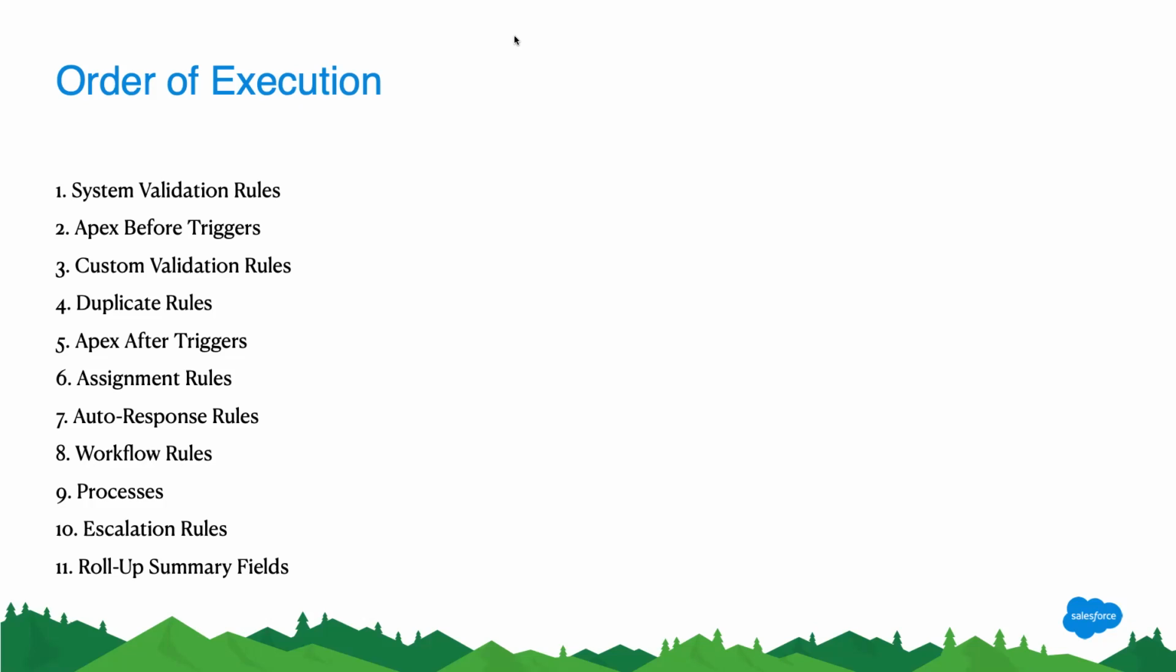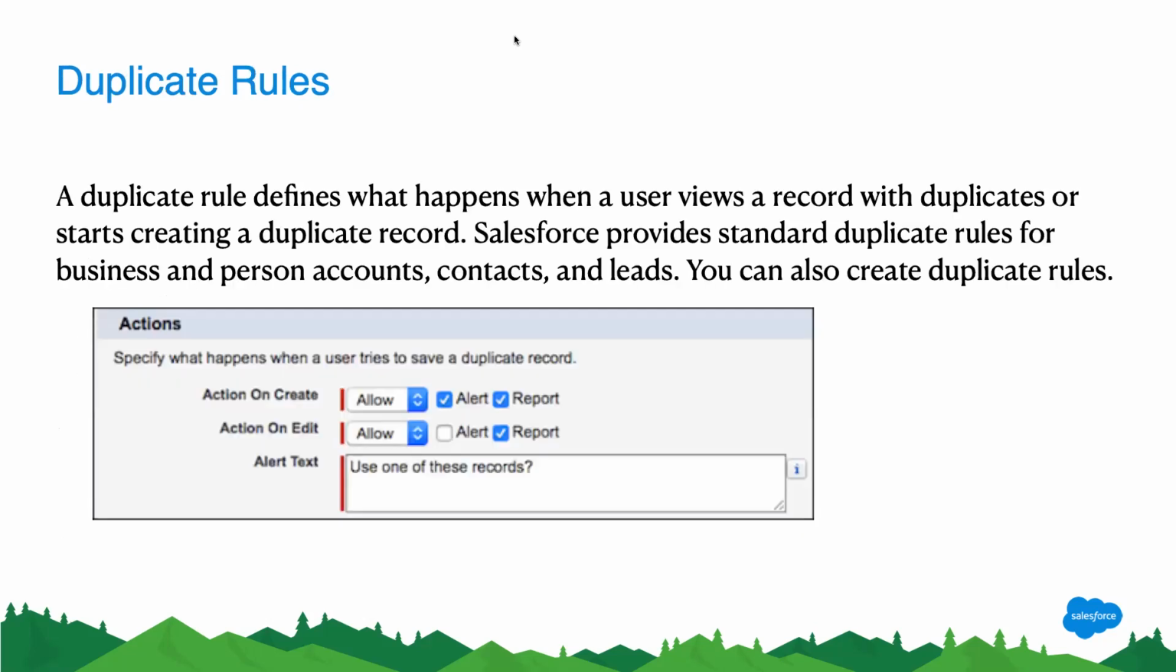The next one is duplicate rules. A duplicate rule is widely used to ensure data quality, especially when we are creating accounts and contacts. We don't want to create the contact or account for our business users or business partner twice, because it will cause confusion. That's why we are using duplicate rules. What happens when you create a duplicate record is that it fires a message.